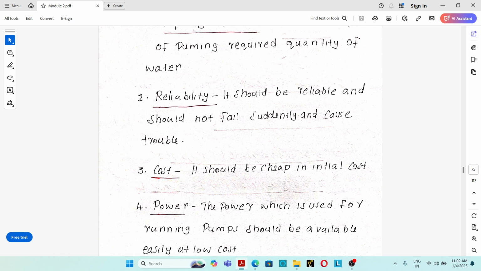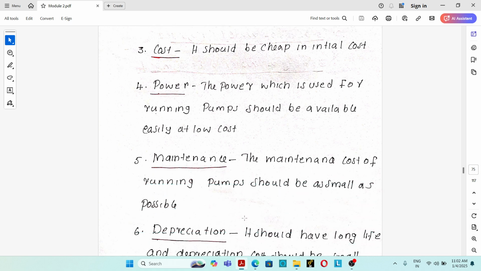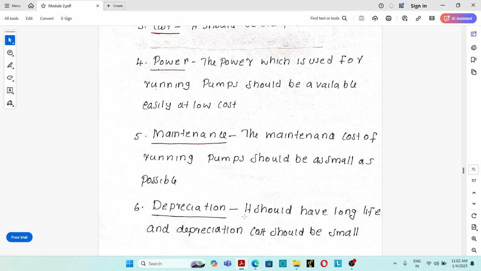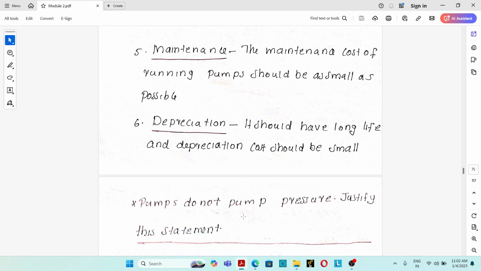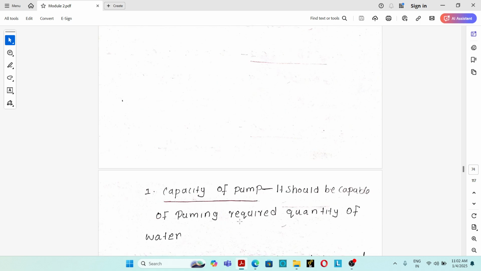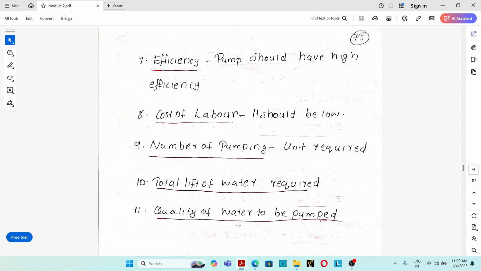Third, cost. It should be cheap in initial cost. Fourth one, power. The power which is used for running the pump should be available easily at low cost. Fifth, maintenance. Maintenance cost of running the pump should be as small as possible. Sixth one, depreciation. It should have a long life and depreciation cost should be small. And seventh one, efficiency. Pump should have high efficiency.